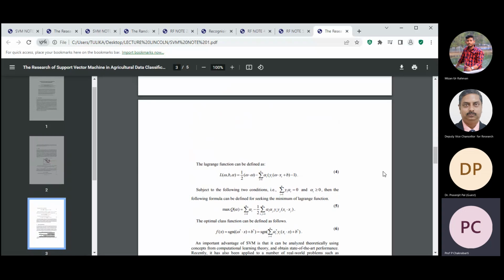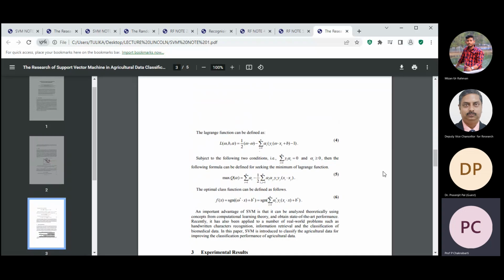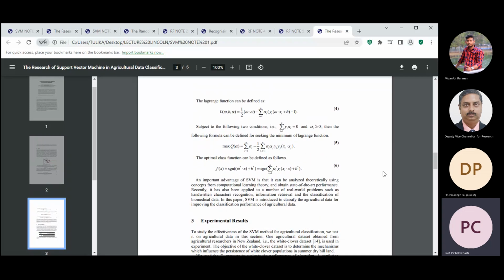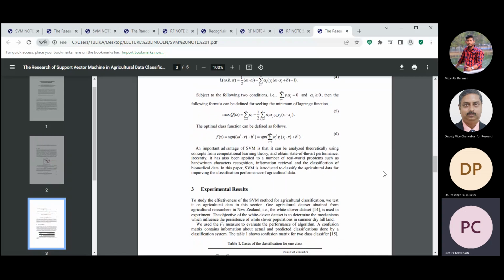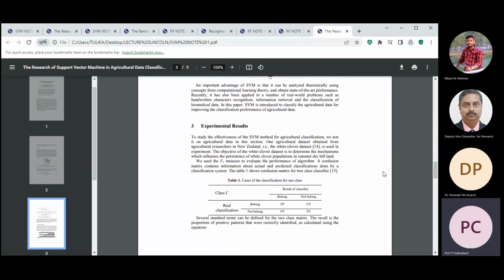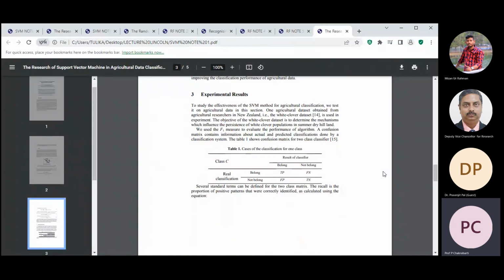Now whenever the Lagrange function has been applied, there should be some optimum class function. Now they have done the classification theoretically using computational learning theory, and how this sigmoid graph changes. In this case study, they have used the parameters, that is, the real classification class C they have used.